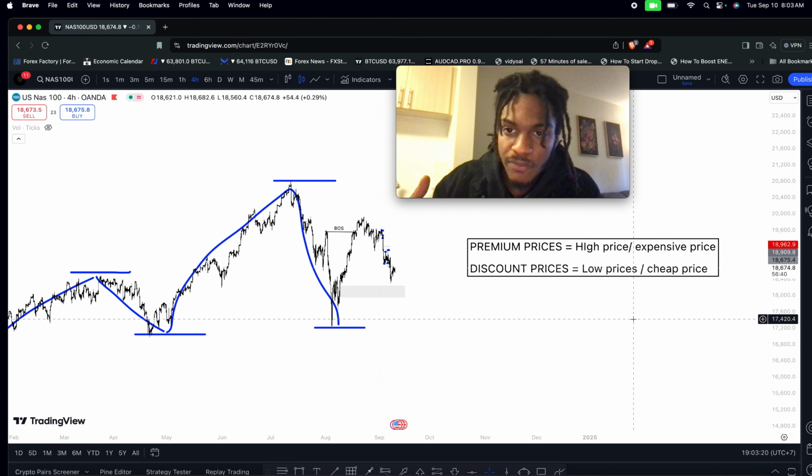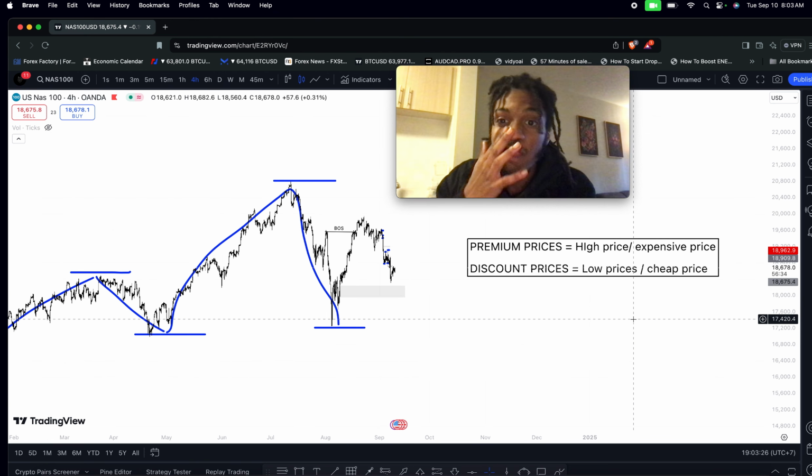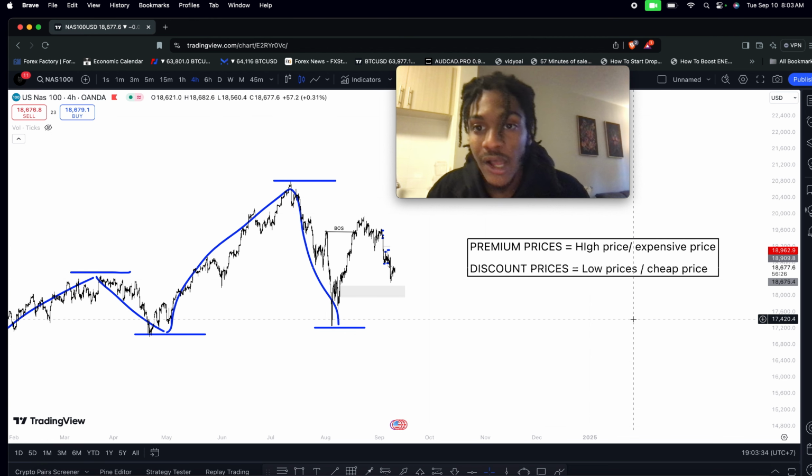And when you're selling off an asset in the market, like Bitcoin, NAS 100, you want to sell at premium prices. So that's all we're doing in forex. If you're trading smart money concepts, all we're doing is making money off low prices and high prices. We sell off high prices and we buy off low prices.